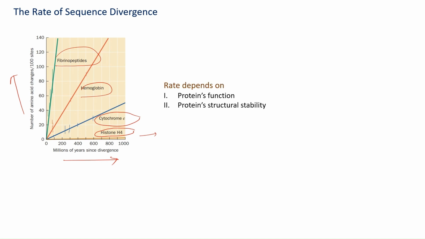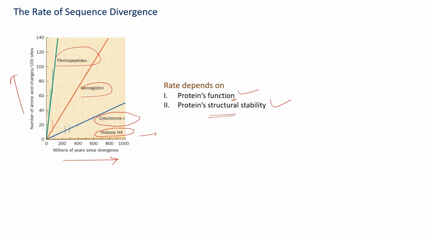Now what are the factors on which these rates depend? One is protein function and second is protein structural stability. What function that protein performs, how important that function is, what will happen if that function gets stopped in the body. Everything determines at what rate the protein will change. And second, what is the stability of that protein structure, how stable that structure is. So these are the two factors on which the rate of sequence divergence depends.